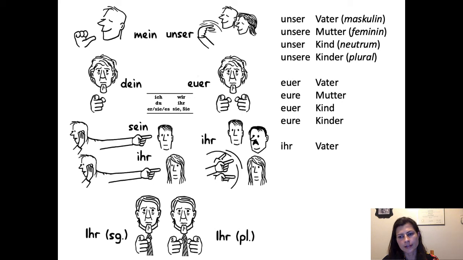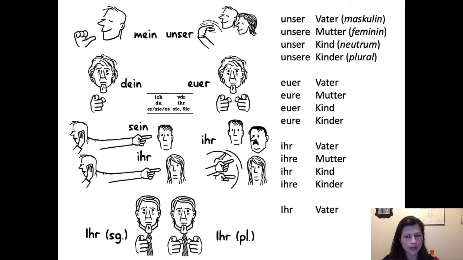Ihr Vater is then their father. It looks identical. It could be either her father or their father. It's identical. So just based on context, you'll have to be able to tell. Ihr Vater, her father or their father. Ihre Mutter, her or their mother. Ihr Kind, her or their child. Ihre Kinder. Ihr Vater with a capital I is always going to be you formal. So your father, your mother, your child, your children, Ihre Kinder.